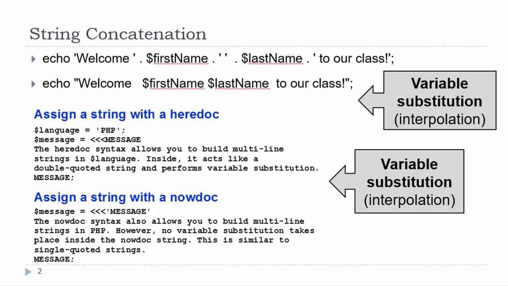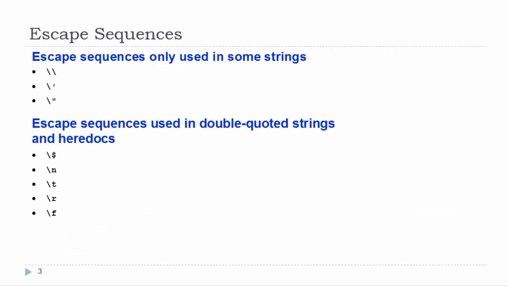Another way is using a now doc, and this allows you to build a multi-line string. However, it does not use variable substitution as does the here doc. The difference in syntax is that the identifier needs to be single quoted. We have looked at escape sequences, and some can be used in most strings. Others need to be inside double quoted strings.